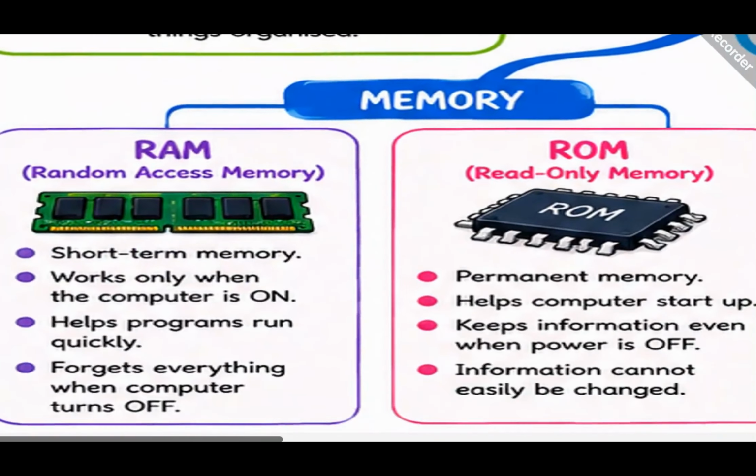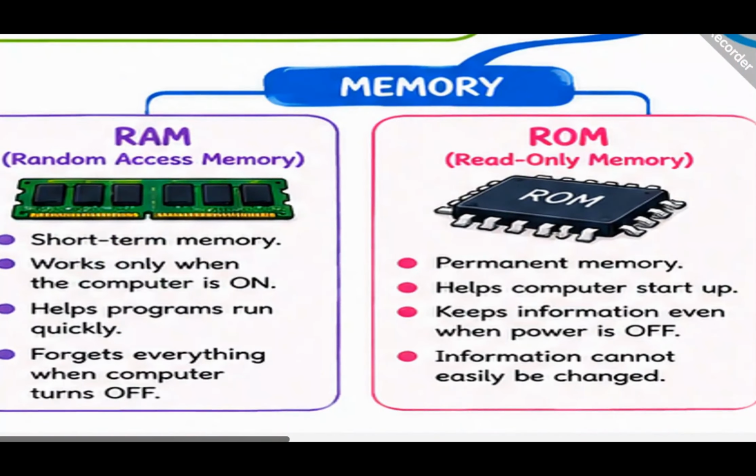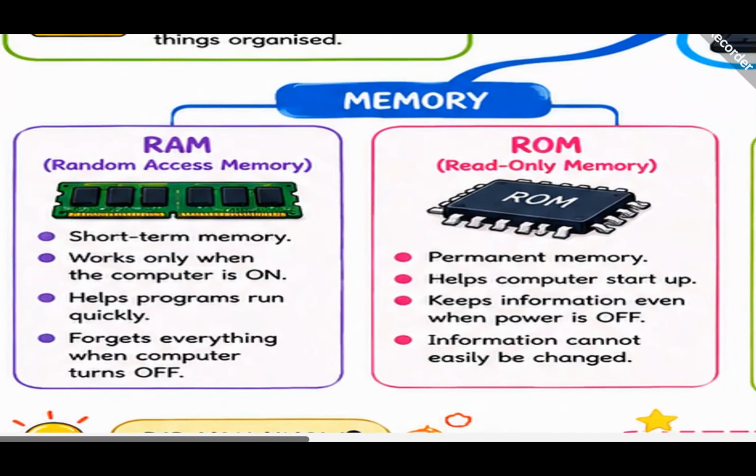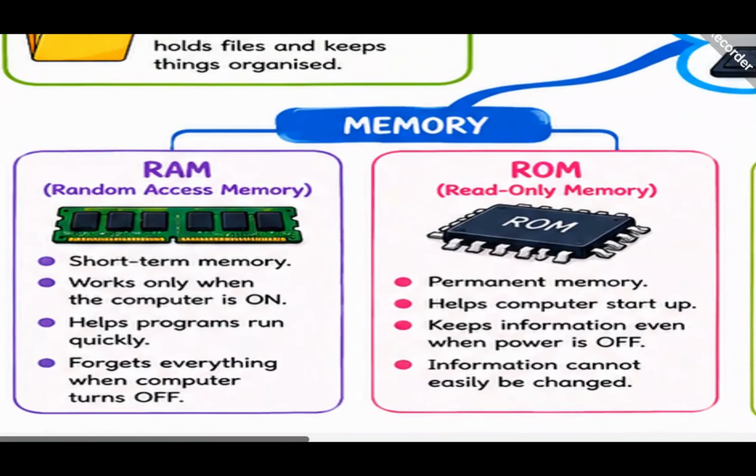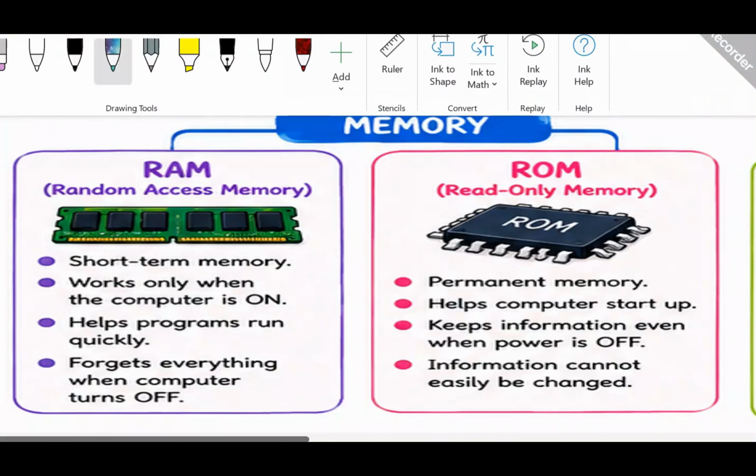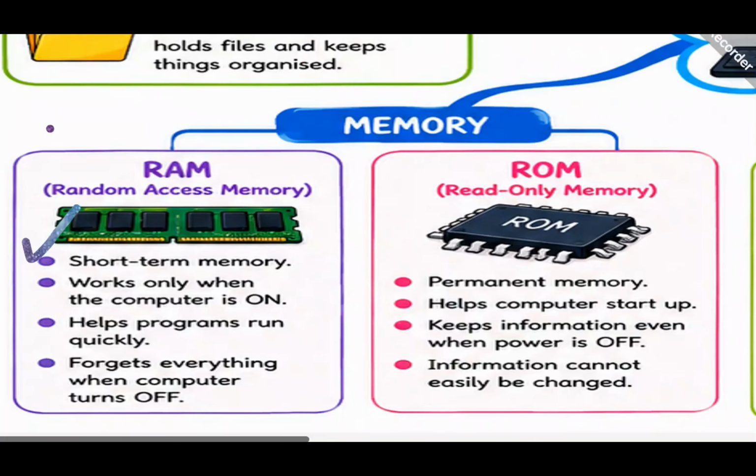Now we will move on towards the next component of our computer, that is RAM and ROM. Here RAM stands for random access memory, and it is a short-term memory. You can also see it in the picture. It works only when the computer is on. It helps programs run quickly and forgets everything when the computer turns off. So it is a short-term memory that helps the computer perform its functions fast.